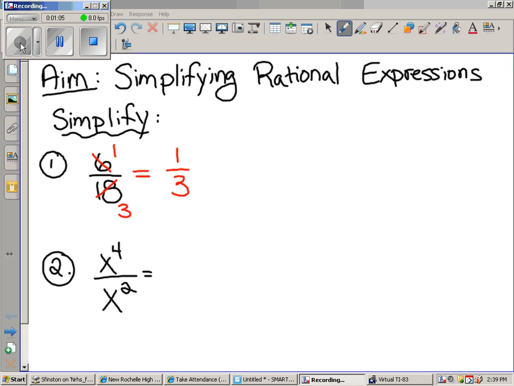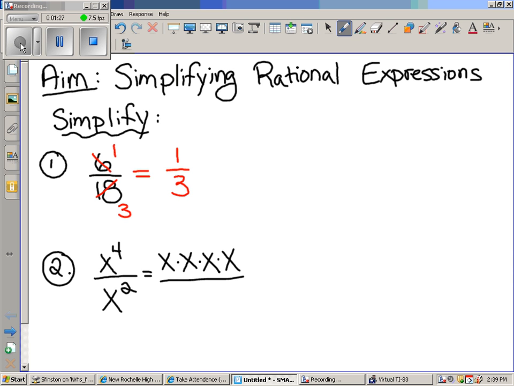Okay, so here's our next problem. It's x to the 4th over x squared. I'm going to show you some different ways for attacking the same problem. One strategy is just to write it out. I always say, when in doubt, write it out, in case I ever get confused. So that's x times x times x times x, because there's 4 of them, all over x times x.